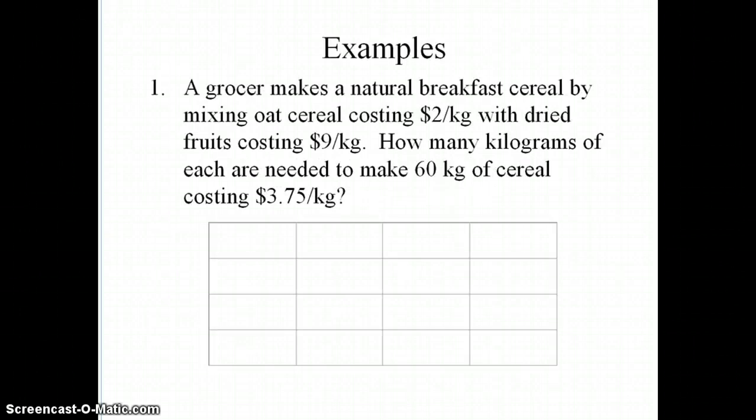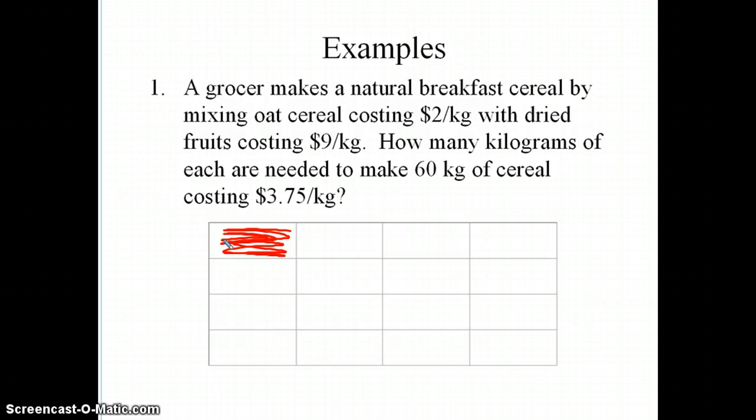A grocer makes a natural breakfast cereal by mixing oat cereal costing $2 per kilogram with dried fruits costing $9 per kilogram. How many kilograms of each are needed to make 60 kilograms of cereal costing $3.75 per kilogram? You'll note that I already have a table listed here, and this first box in the table we will not fill in, just as we have done previously this year.